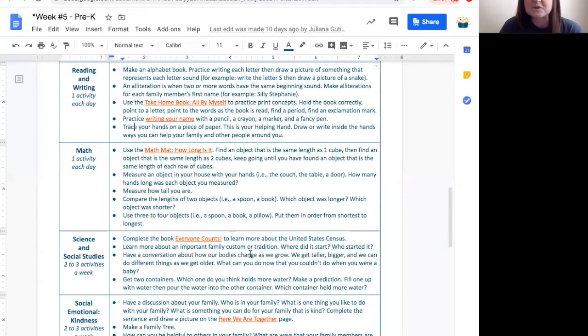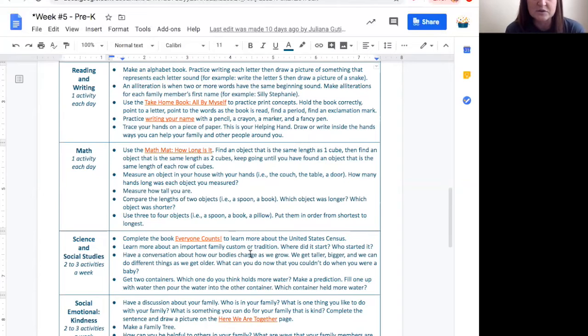Math, we focused on measurement this week, so there's going to be lots of activities that include measuring things around the house. Now, you don't need to worry about having a ruler because in the early grades, measurement can be done with a lot of different things, like using your hands to measure large objects in your house, like the couch or the table. Measuring how tall you are. You might use a ruler or a measuring stick or a tape measure. Comparing the lengths of multiple objects, okay?